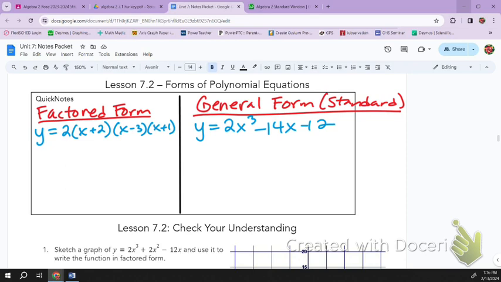So the important features of factored form. Why is factored form important? You guys tell me, what features of the graph can we see? Yes, we can see the x-intercepts clearly. The x-intercepts come from our factors. We can also see our a value. In this example, our a value is 2.